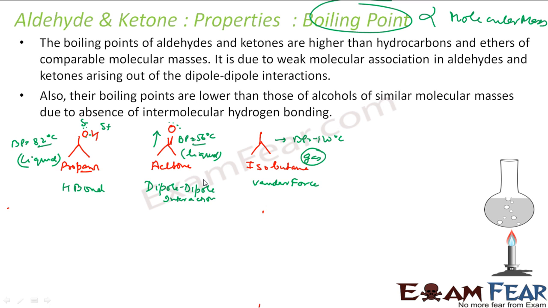Correct? And this hydrogen bond plays one extra role: it helps in determining the solubility in water. Since it has a hydrogen bond, this is soluble in water. This isobutane does not have a hydrogen bond, so it is not soluble in water. So hydrogen bond has an extra role: it increases the boiling point, plus it makes the compound soluble in water. Again, is it totally soluble in water or partially soluble in water?